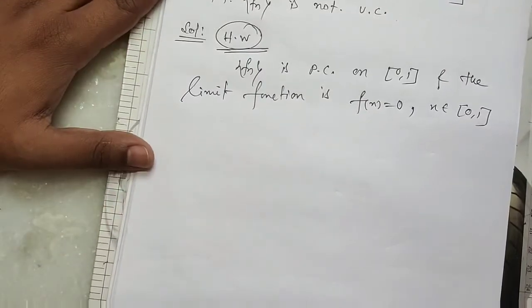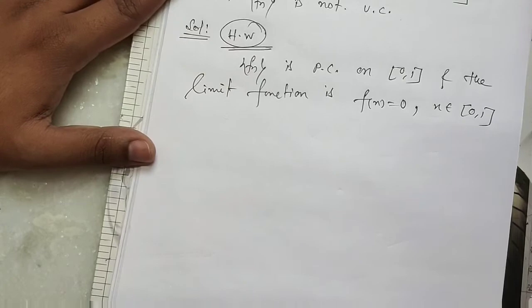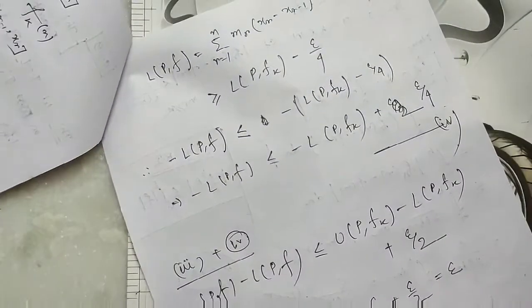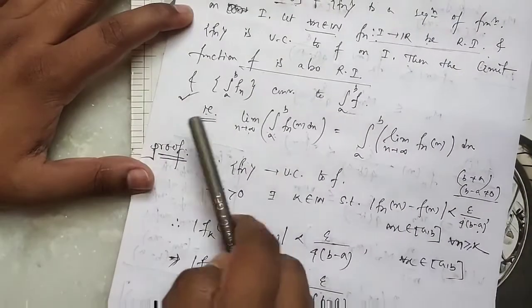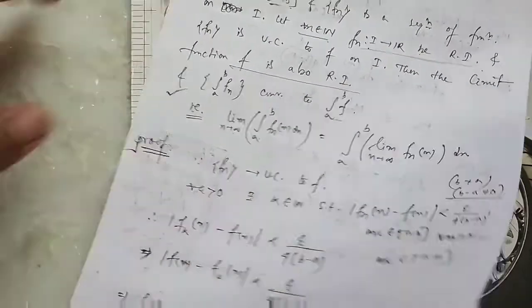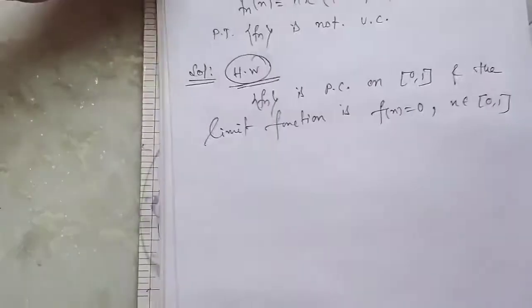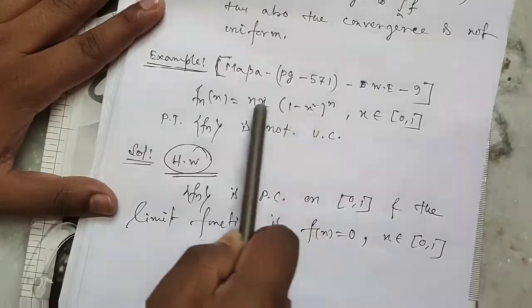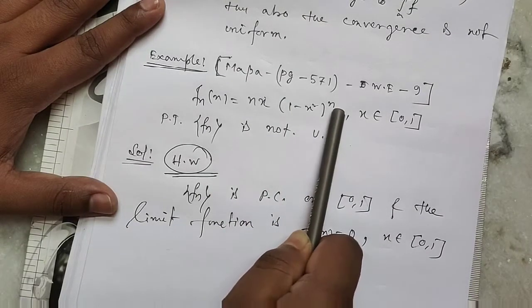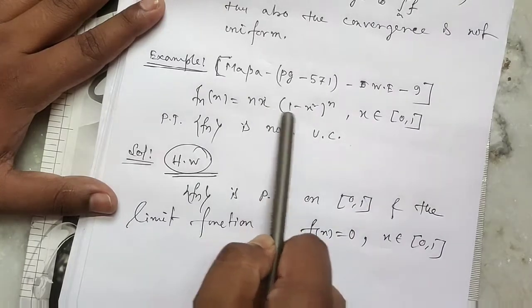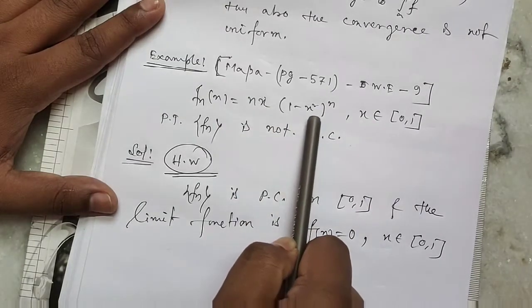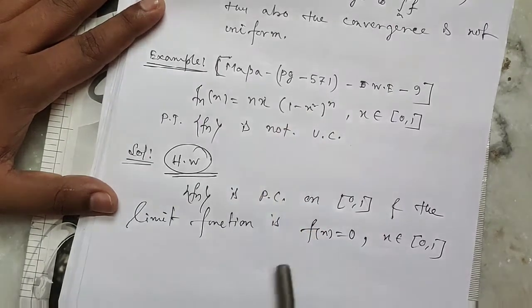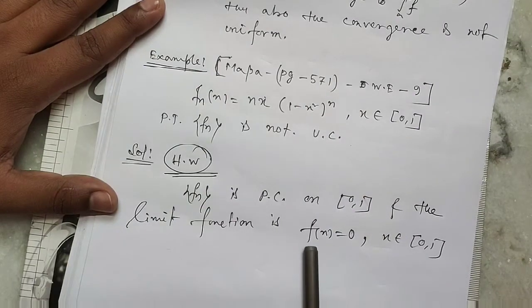Now we find the integration. Now we find this limit. Since f_n is a polynomial in x, it is Riemann integrable because it is a continuous function. And the limit function is also Riemann integrable.